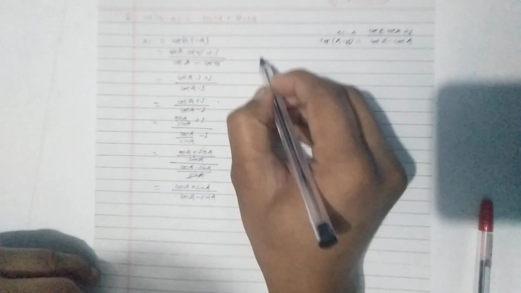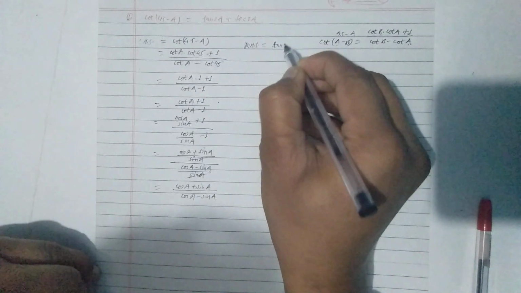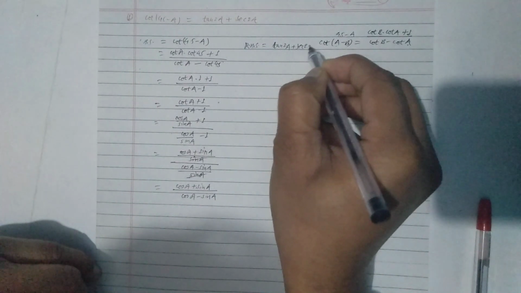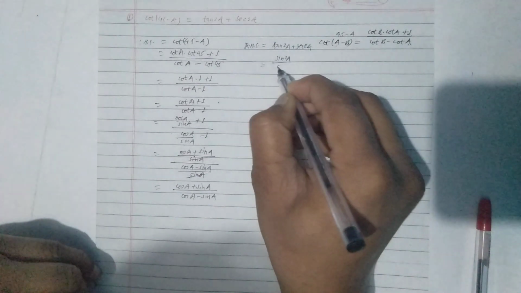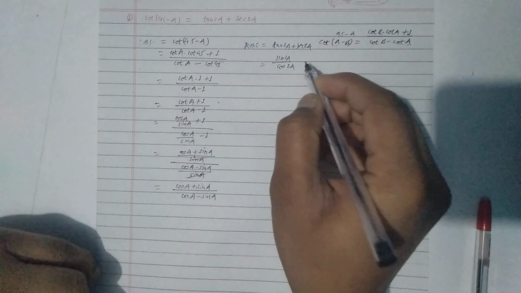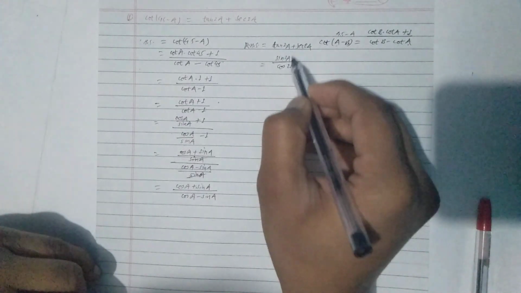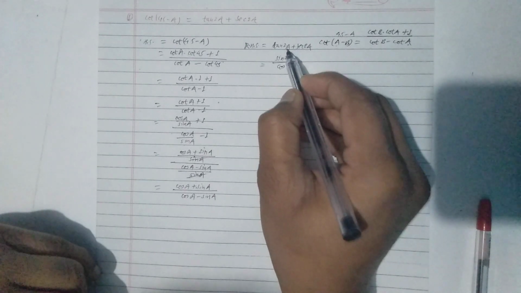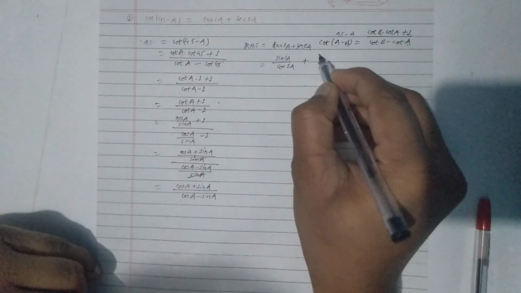Now let's take the RHS as well: tan 2a plus sec 2a. We know the formula of tan 2a equals sin 2a upon cos 2a, but you have to remember the angle will not change in the formula. If here is a, we put a; if 2a, we put 2a. Sec means 1 by cos.